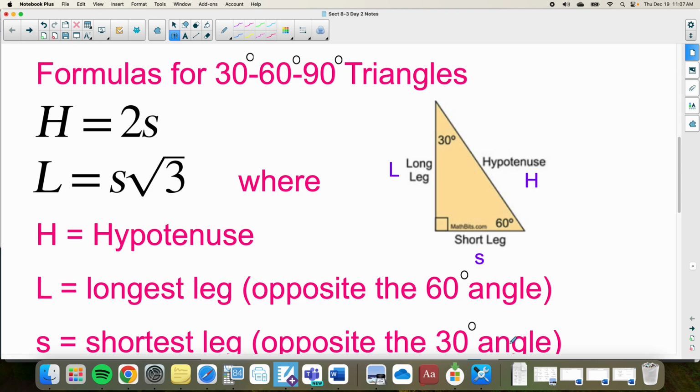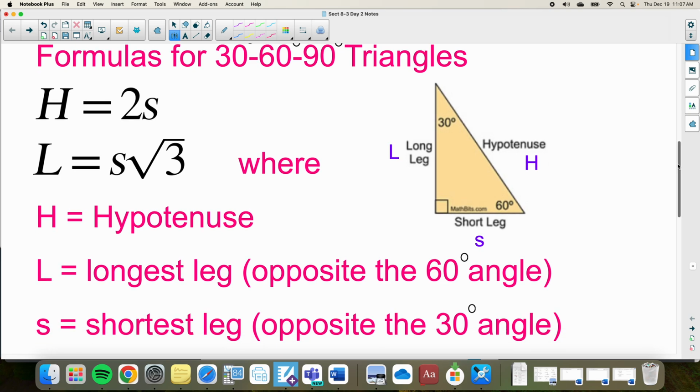We talked about a 45-45-90 triangle, and that had one formula. That was pretty easy because the two legs were the same, and then you just had a leg and a hypotenuse. In today's lesson, we have a 30-60-90 triangle, and our legs are not the same.